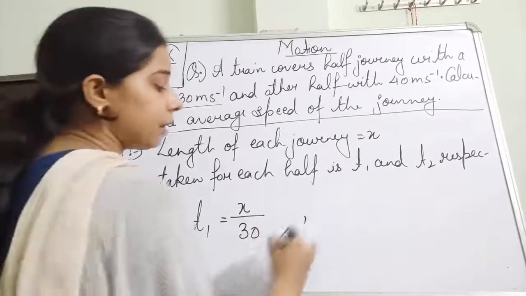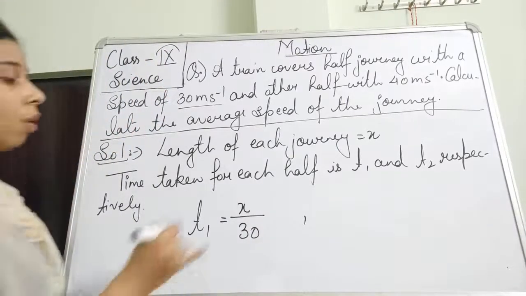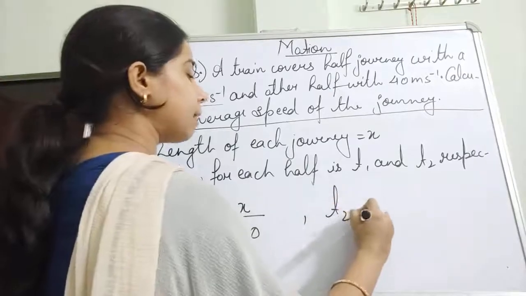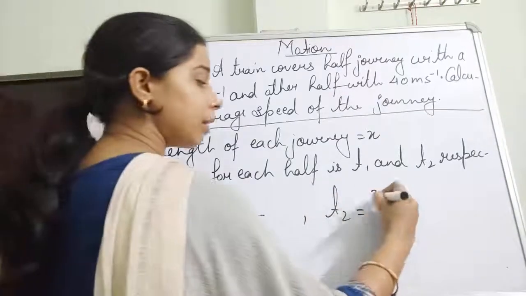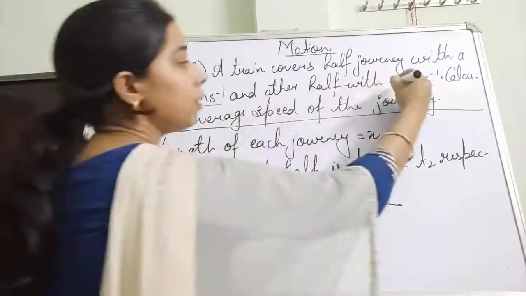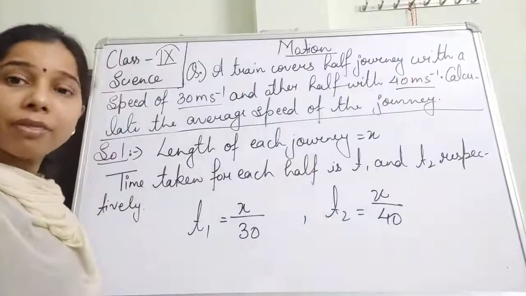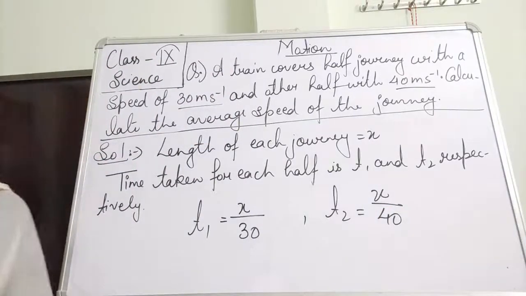Likewise, the second one is for t2. For t2, again the same formula: x will be the distance, which we do not know, and the speed with which it is moving is 40 meters per second, so t2 is x upon 40. So we got the values of t1 and t2.